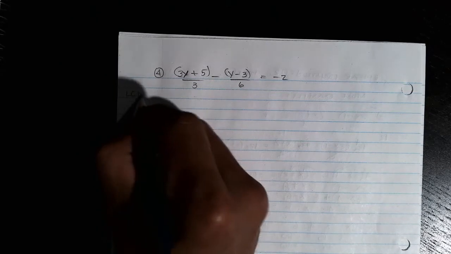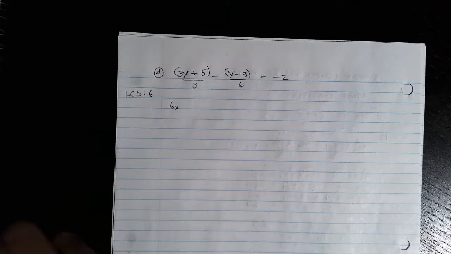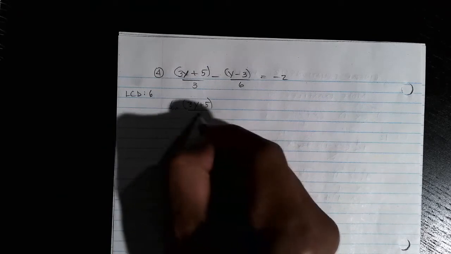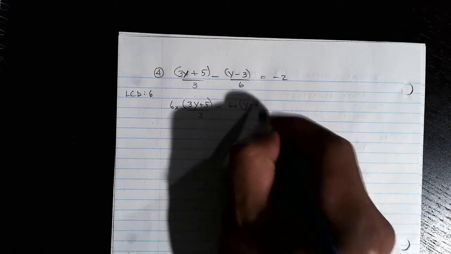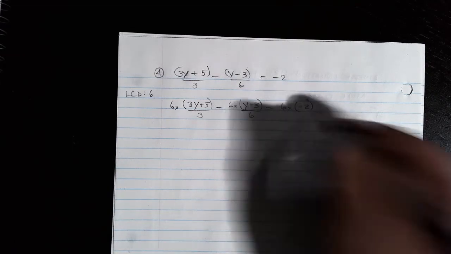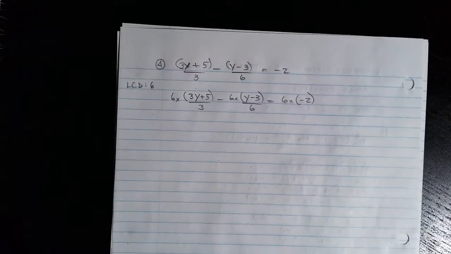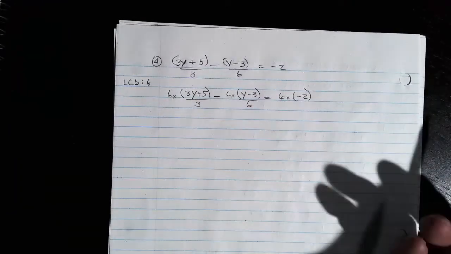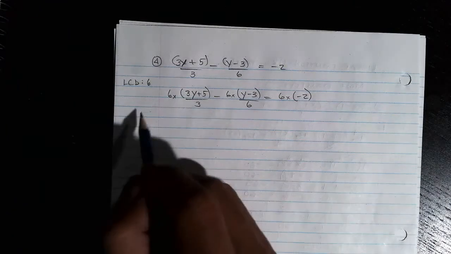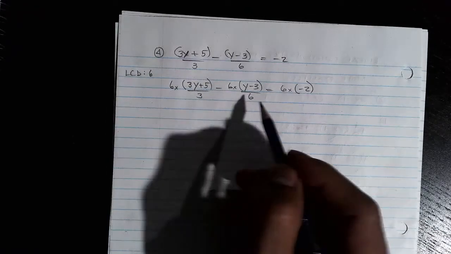Again, need to get rid of these denominators in the bottom. I think the common denominator between 3 and 6 would be 6 again. So I'm just going to multiply each of these terms with this 6, like so, minus 6 times y minus 3 over 6 equals 6 times negative 2 over here. Okay. So again, some of these examples are going to start looking the same, so if you want to save yourself some time, you go ahead. But if you want to see another example, well, here it is.